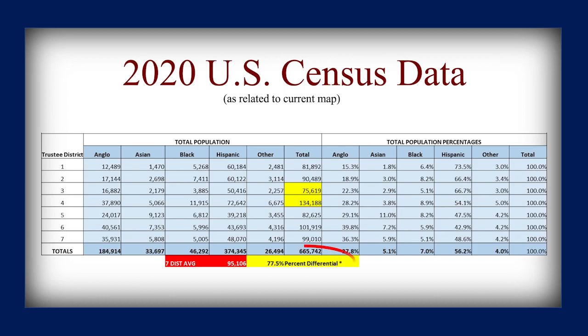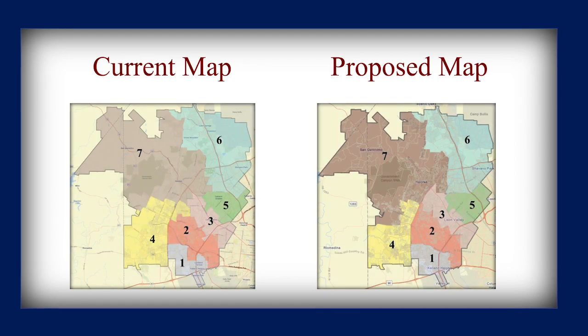In reviewing the census data, we see that the greatest variance in population comes from single-member districts 3 and 4. Notice that total populations vary widely across the current single-member districts. These variances serve as our starting point for redistricting considerations. Northside staff worked alongside a demographer to develop a proposed map that addresses these variances. Let's take a look at the proposal.